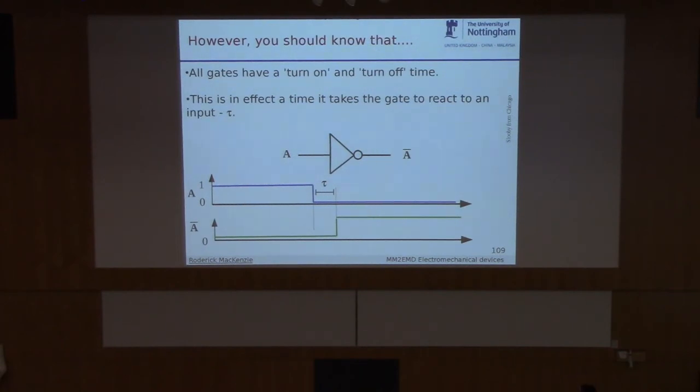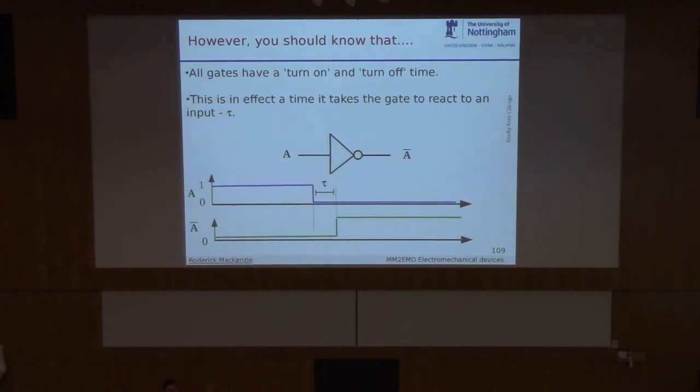So, for example, with this NOT gate, when the input goes from a 1 to a 0, there's this finite time tau where the output goes from a 0 to a 1. And this is called, effectively, a turn-on time. And you see this with any electrical component, so transistors, anything that turns on takes a time to turn off.